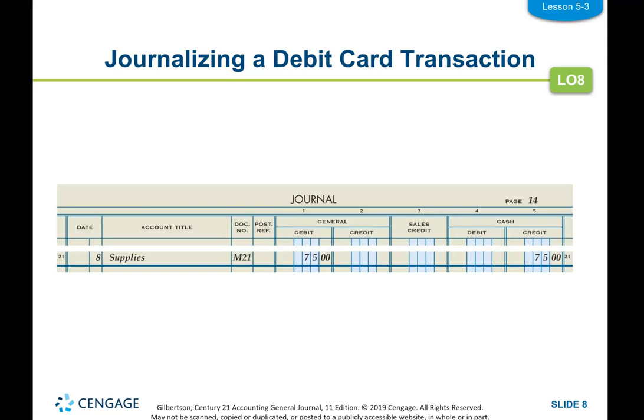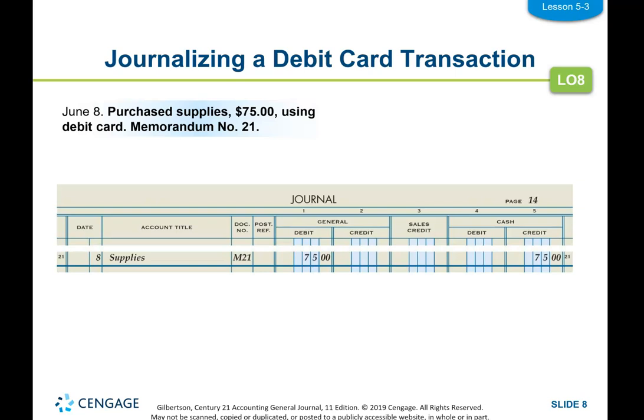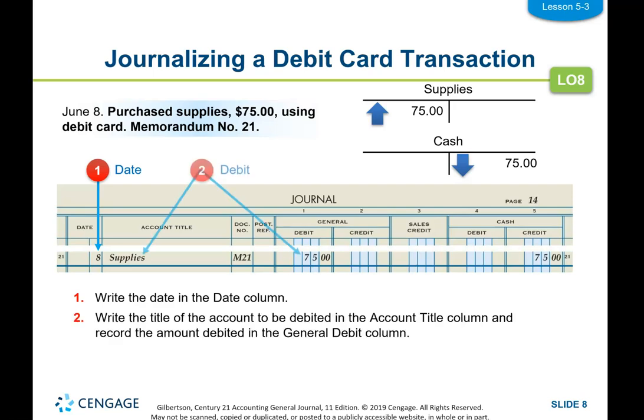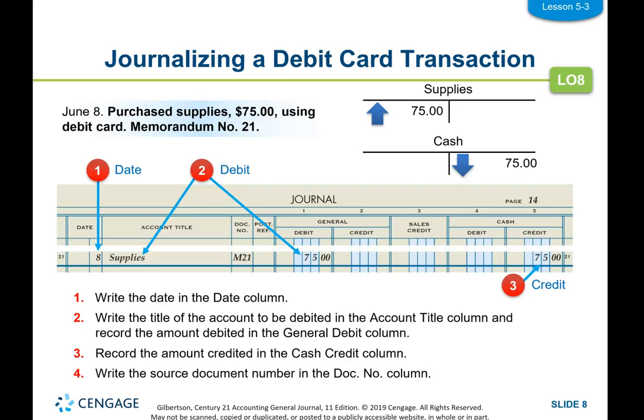Anyway, to record our debit card transaction, it says we purchased $75 in supplies using that debit card, and we wrote up a memorandum to record that. So supplies is a debit of 75, cash is a credit of 75. Again, we record the date, the title and the debit amount, the credit amount, and then document that with the source doc number.